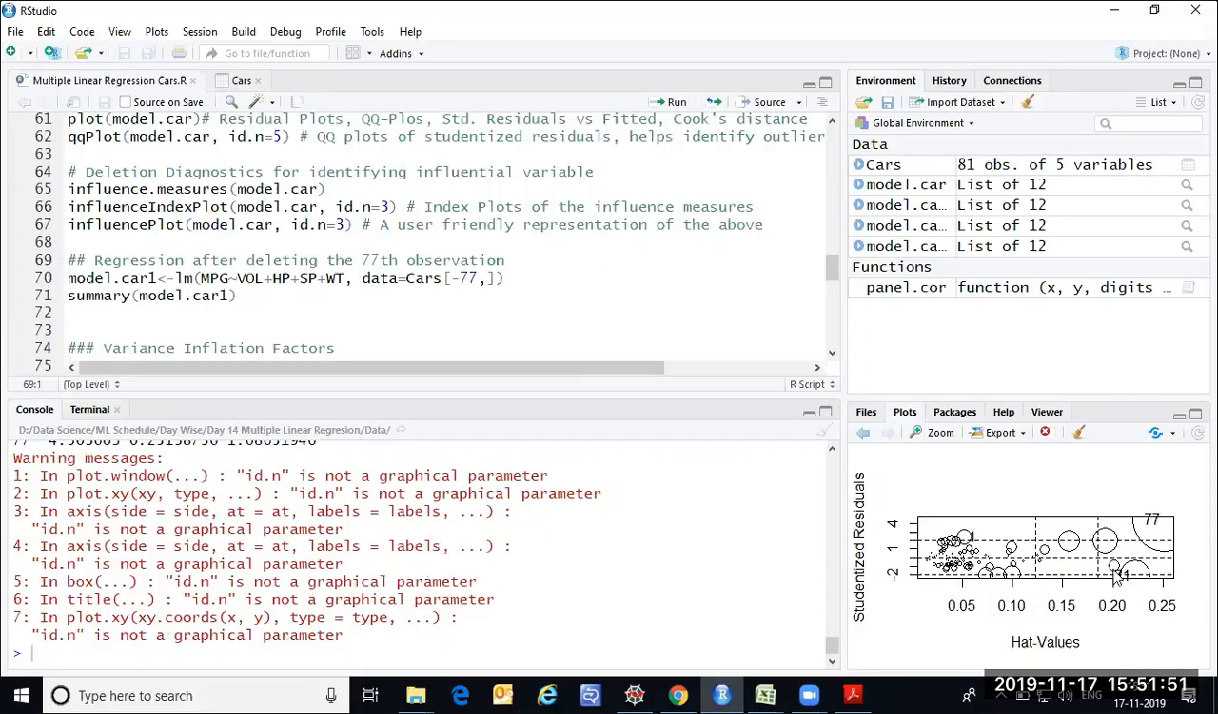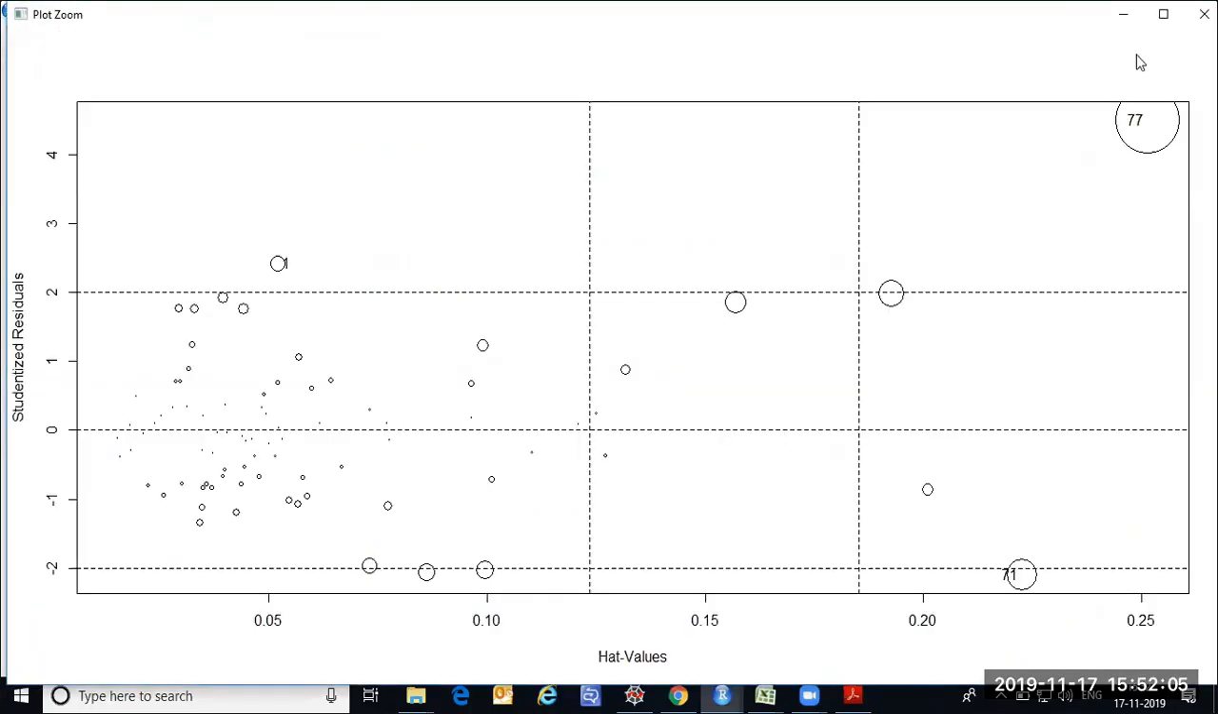In the influence index plot, you are getting the index number of the respective observations which are influencing. If you just say influence plot, this is how the plot looks. Even the influence plot clearly says the 77th observation is not helping your prediction, right? So first one is 77th. Just remove 77 and see if it improves. Next, you can remove 71, right?